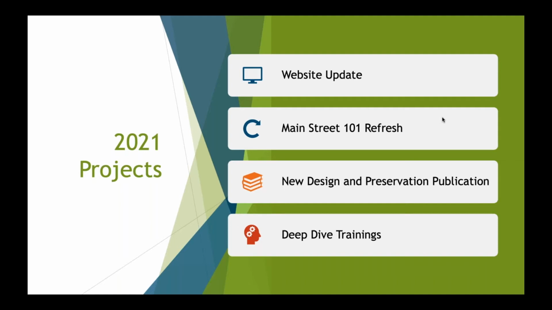And then one of the projects we're working on with our new friends that have come over from DNR, the State Historic Preservation Office, which, if you did not know, they joined us last July and have officially moved into DCA as of December. But SHPO, the State Historic Preservation Office, is now on the same floor as us at DCA, and we are going to be working with them on a new design and preservation publication.